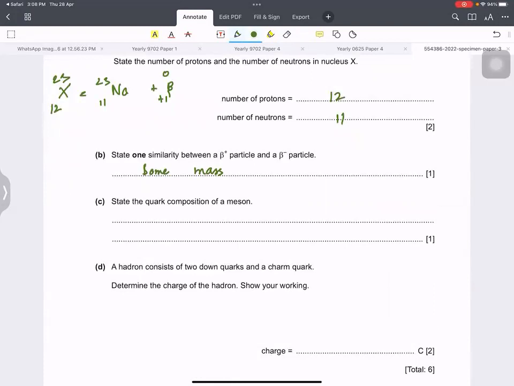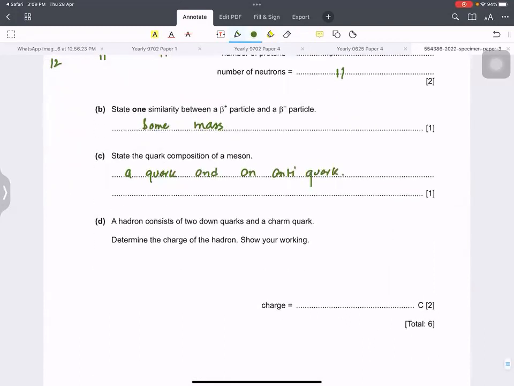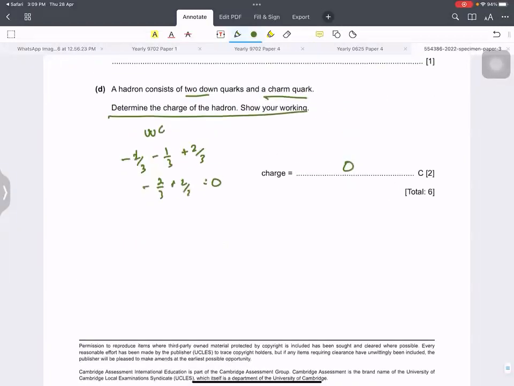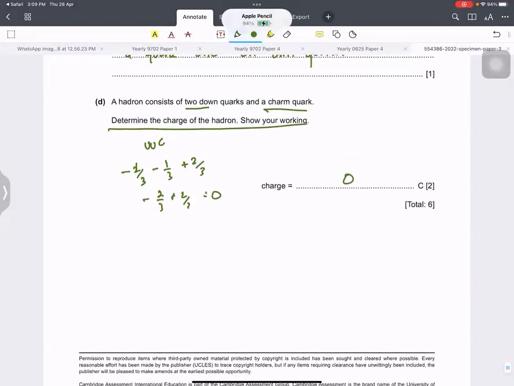State the quark composition of a meson. So a meson is always a quark and an anti-quark. It says a hadron consists of 2 down quarks and 1 charm quark. Determine the charge on the hadron. 2 down, 1 charm. Minus 1 by 3, minus 1 by 3, plus 2 by 3. 0. Yay. That's it? That's it. Yes. Now you can stop the recording. And if you have any questions, please let me know.